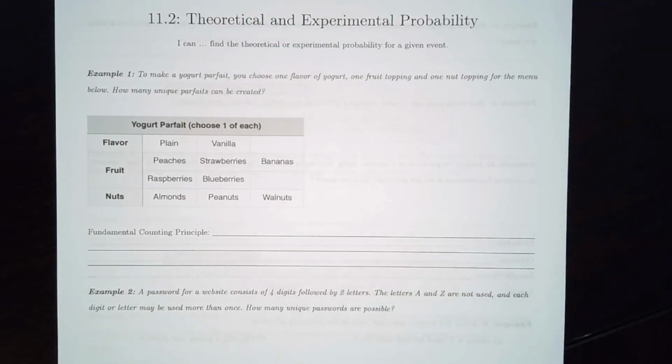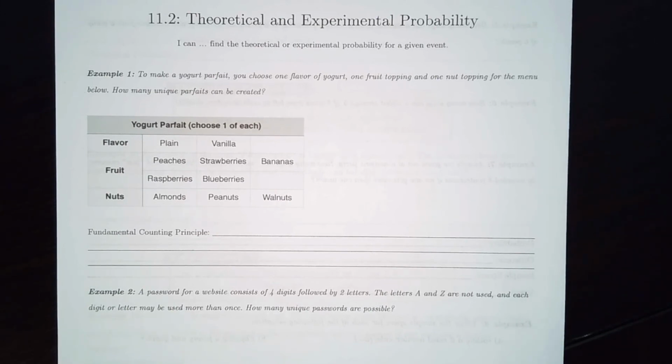Hello everyone, today we are going to be starting into Chapter 11. Chapter 11 is dealing with probability. In this section we're going to specifically talk about theoretical and experimental probabilities. These are kind of the basic forms of probability to get us started, and then we'll talk about what's called compound events, or when we start to combine things together, in the next few sections.